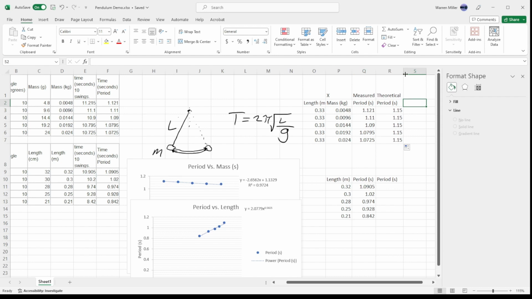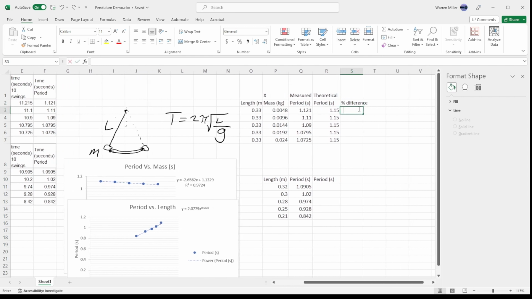To get the percent difference, it's pretty straightforward. You're going to take the value you measured. This was the measured value. Subtract the actual value, the theoretical value that we were wanting. Put that in parentheses, because we want to do that subtraction first. And then we divide it by the theoretical value to figure out the percent error. This is percent error.